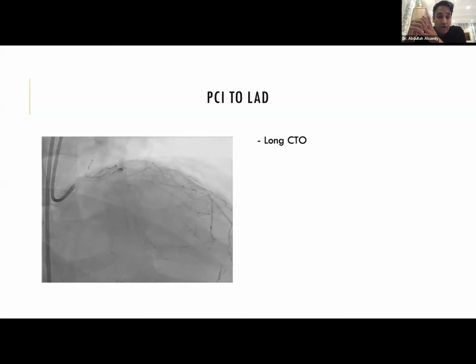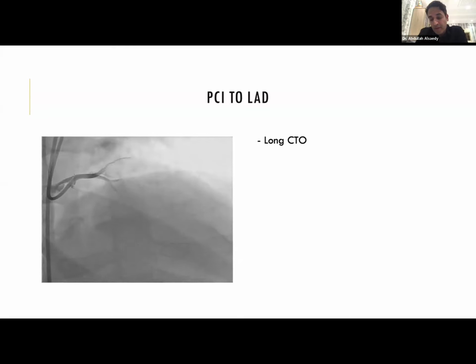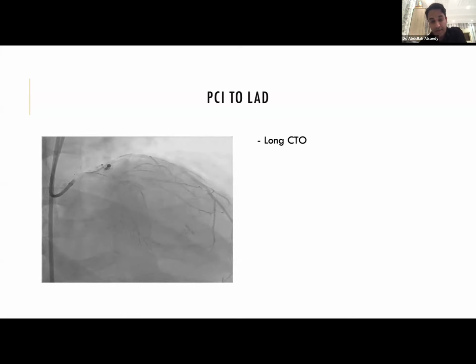And of course, you have to have the usual stuff, having 7 French catheters. You have to have also a good surgical backup in case you need anything happening in the cath lab.